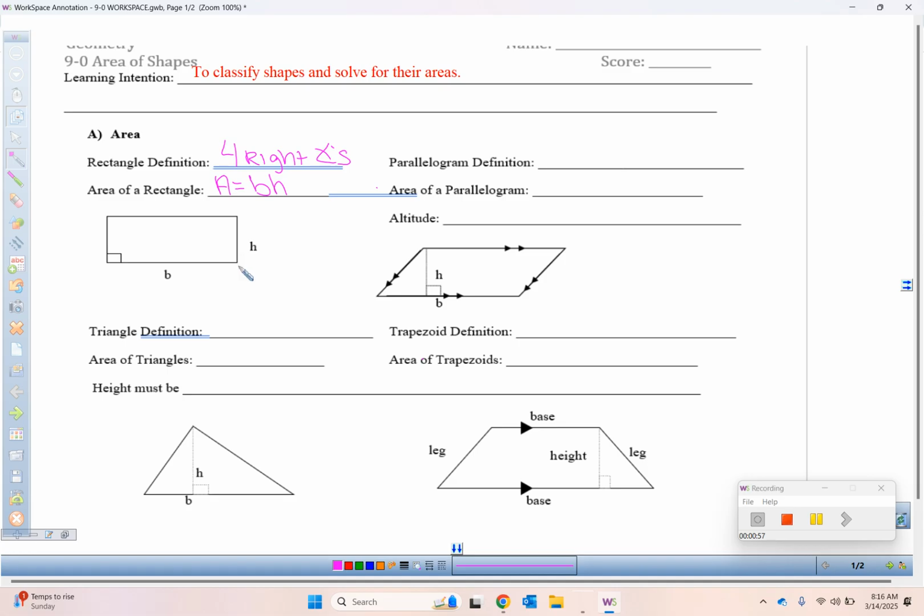The definition of a parallelogram, if we remember, is 2 pairs of parallel sides. And the area of a parallelogram is also base times height.